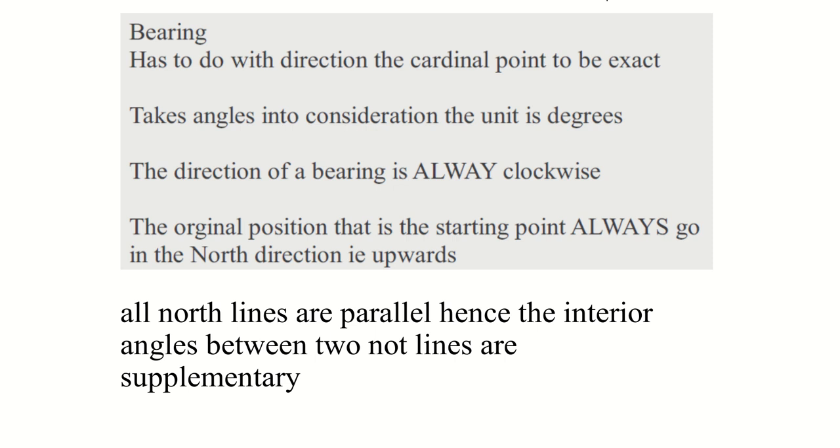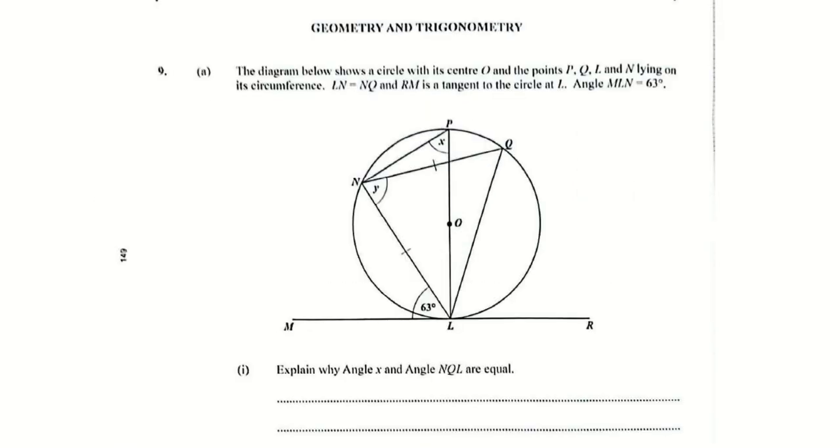Right, so now let's start with the past papers. This here is January 2025. Let's read the question. The diagram below shows a circle with center O and points P, Q, L, and N lie on the circumference. LN is equal to NQ, and MR is a tangent to the circle at L.